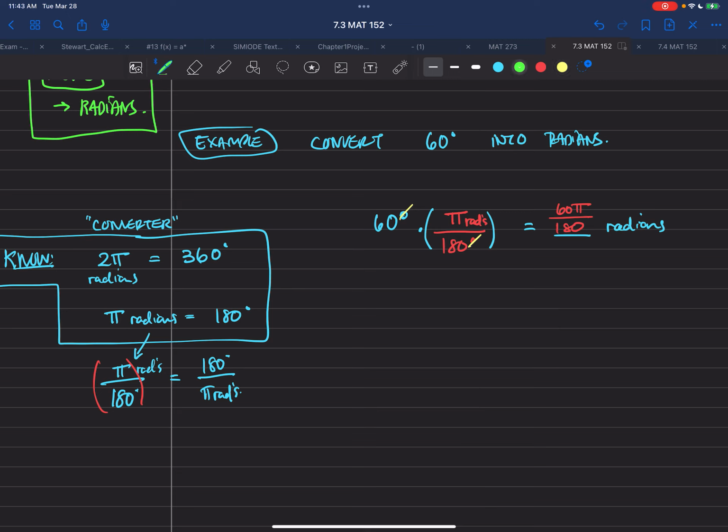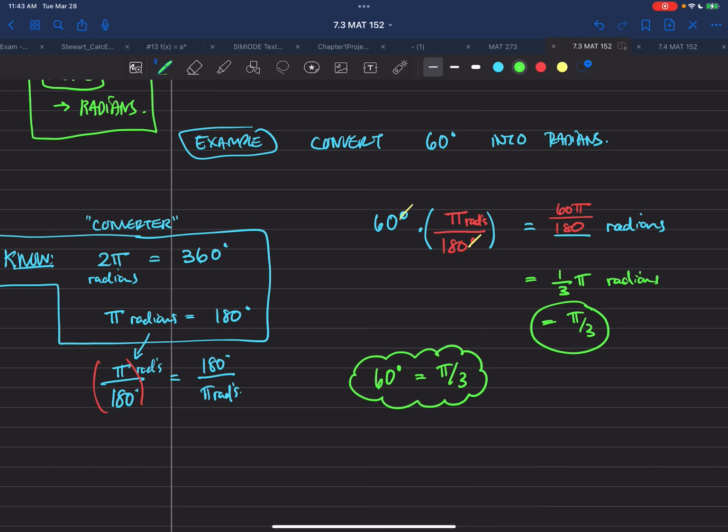Now this does reduce. 60 is 1/3 of 180, and so we get 1/3 pi radians. But you'll often see this just written as pi over 3. Okay, so this is one of those ones to memorize, actually. That 60 degrees equals pi over 3 radians. These are interchangeable.